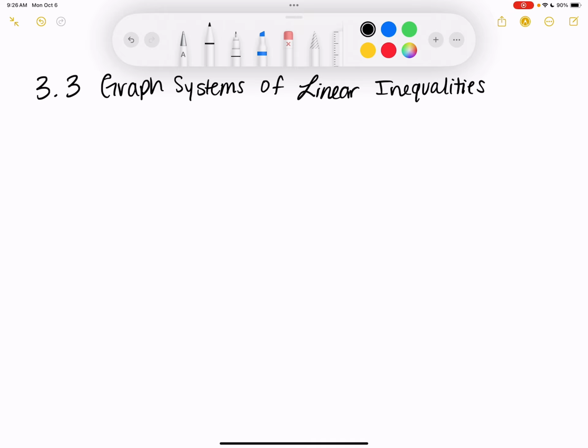All right, 3.3 graph systems of linear inequalities. So basically, we're going to be graphing pretty much anywhere from 2 to 4 inequalities on a graph, and then we're showing where the solution is. The solution is where all of the shading overlaps.